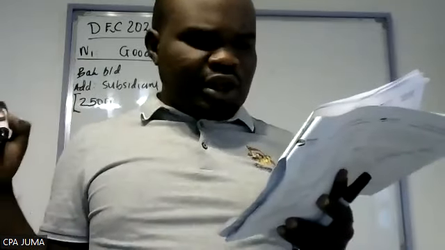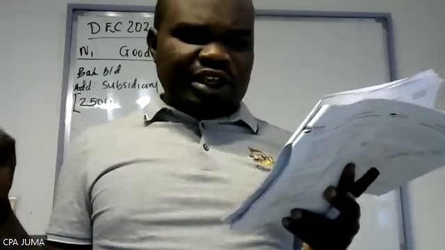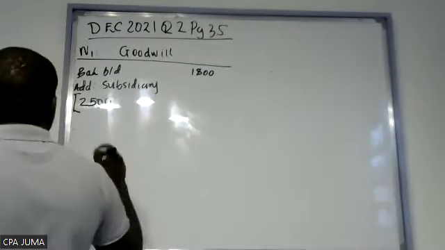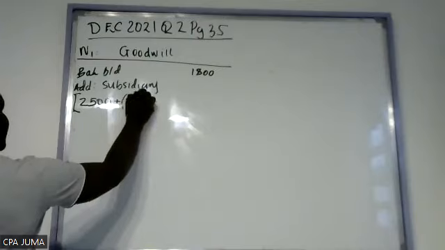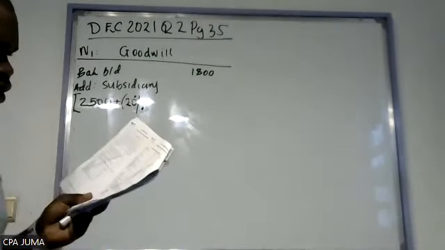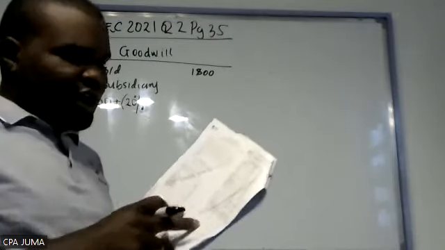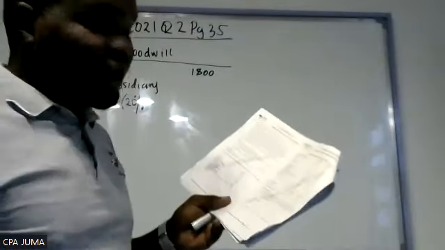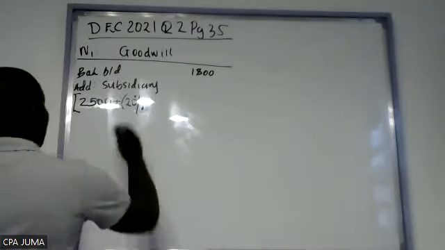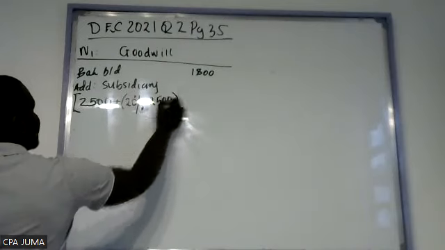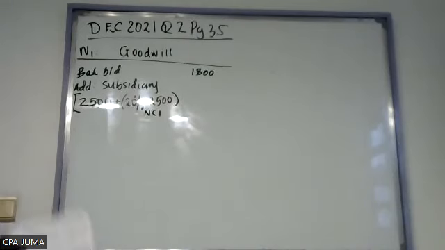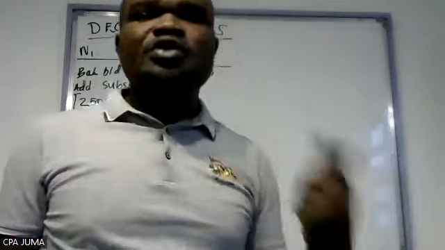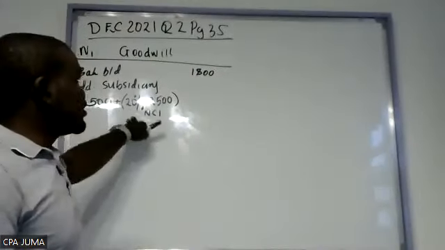Then the last bit of note one says it is the group's policy to measure the non-controlling interest in subsidiaries at their proportionate share of the net assets at acquisition. So you add the fair value of NCI. The fair value of NCI will be 20%, because the parent acquired 80%. They are saying proportionate share of net assets. When you check net assets on acquisition in note one, the net assets is 2,500. Kindly check well. So you multiply by 20%. This is the fair value of NCI. You can just take 20% of that 2,500.